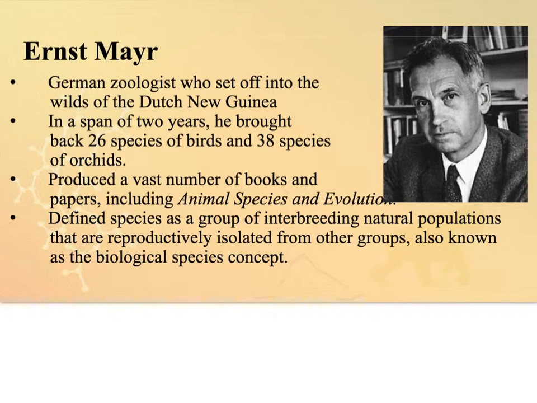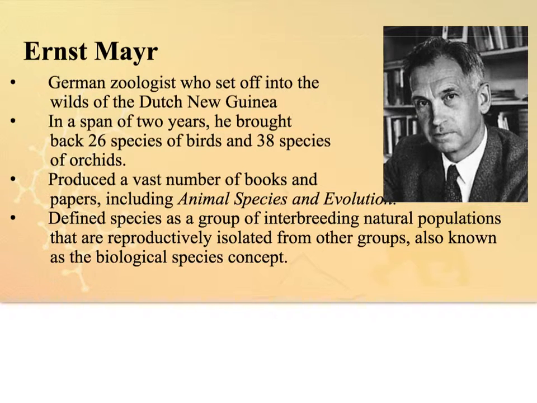Ernst Mayr, a German zoologist, set off to the wilds of Dutch New Guinea in 1927 to collect plants and animals. Within a span of 2 years, he brought back and named 26 species of birds and 38 species of orchids, which helped him produce and publish a vast number of books, one of which is called The Animal Species and Evolution, which convinced Jerry Coyne, the author of Why Evolution is True, to pursue the study of evolution.